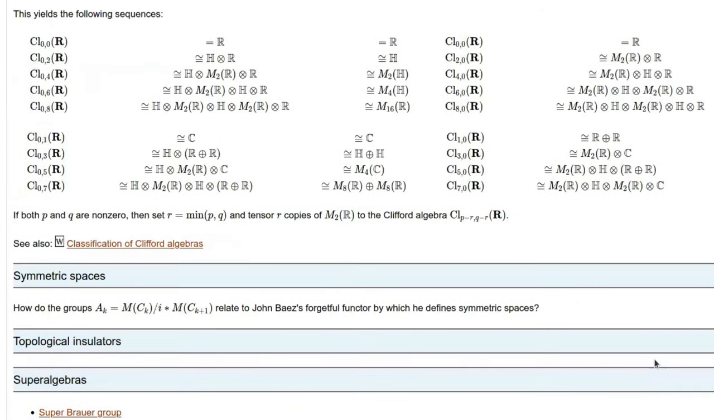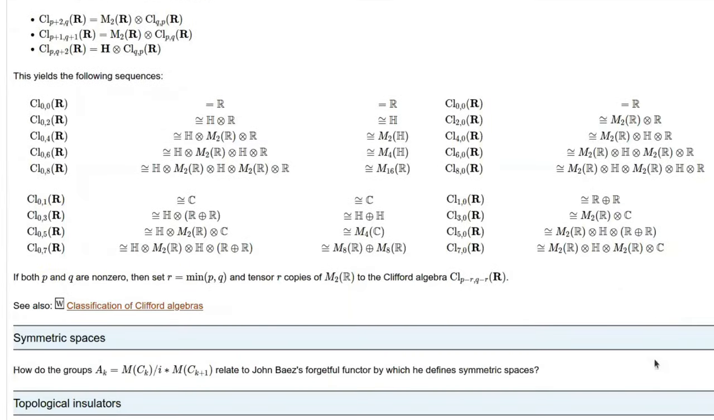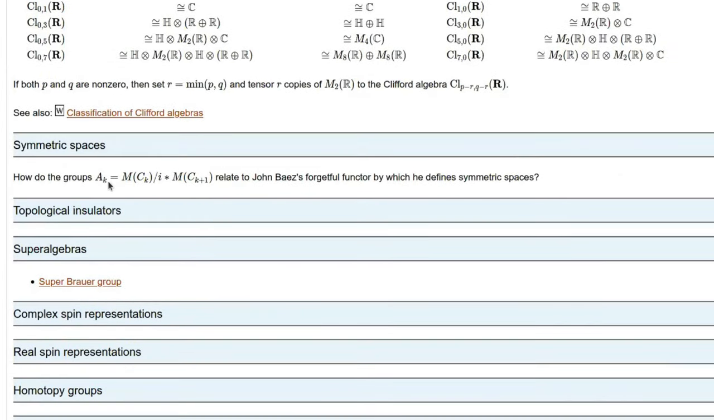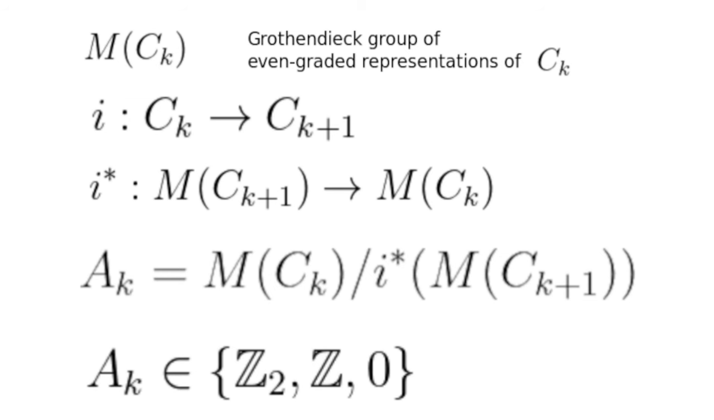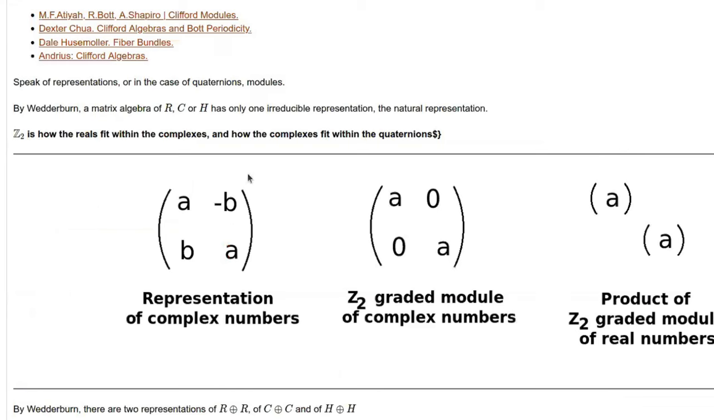So maybe this is where I should stop. Here's the formula that I need to explain. These groups, which we call A sub K, would be, let's say, Z2 or Z or 0. What you do is you take the Clifford algebra for K, and you look at the even graded representations. That would be saying that when you do the matrix representation, you ignore all the odd generators. We kind of did that up here. We said, look, ignore the imaginary number. That's odd, right? That's a first generator. Just look at this. Well, then this will break down. So the even graded modules will be these things separately.